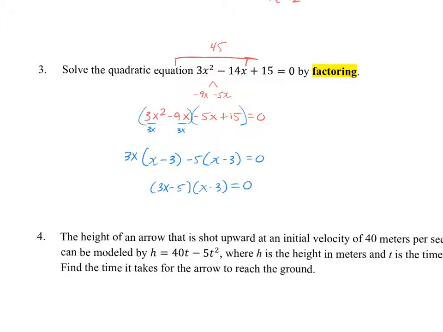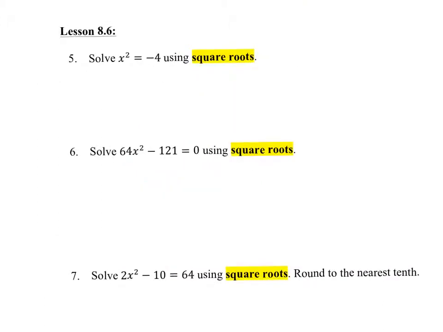This is zero product property, where we set each group equal to 0. And I solve them, so I add 5. 3x equals 5, divide by 3, and I can leave my answer as 5/3. Add 3 to both sides, and x equals 3. And there are no word problems on this test, so you can skip number 4.